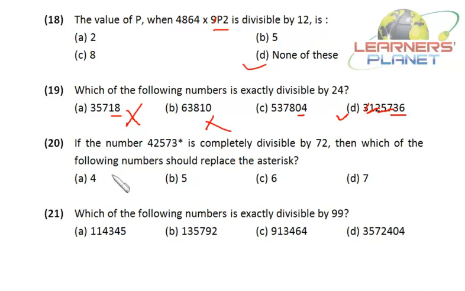Now this example, if the number 42573 star is completely divisible by 72, then which of the following numbers should replace the star? Okay friends, now the number to be divisible by 72, it should be divisible by both 8 and 9 as well. Now first check it for 9. 42573. Here 4 plus 5, 9, that is divisible by 9. 2 plus 7, 9, which is also divisible by 9. Here we are left with 3. Then 3 plus star, that should be divisible by 9. So we can add 6 to 3 to make it divisible by 9.